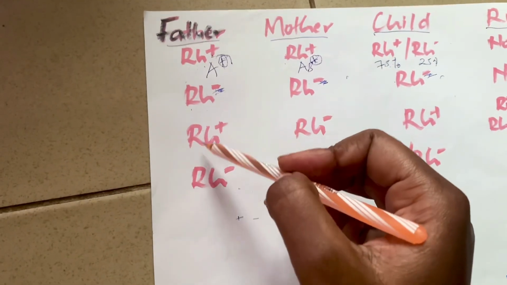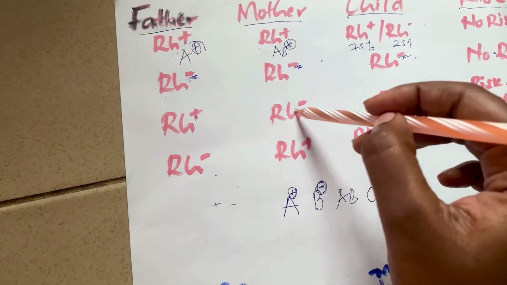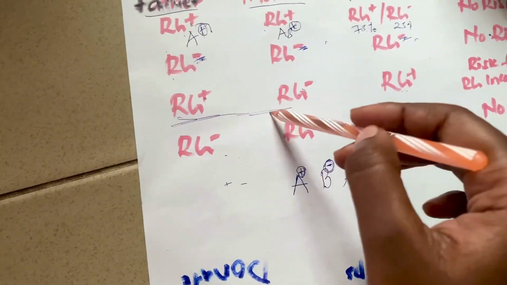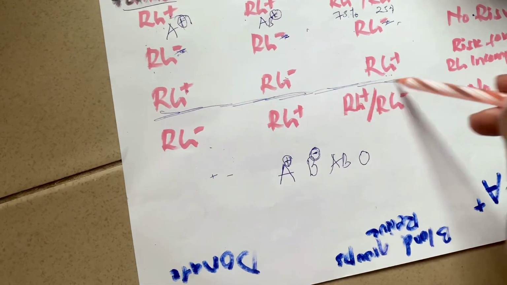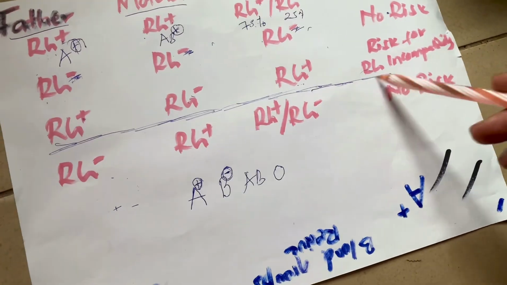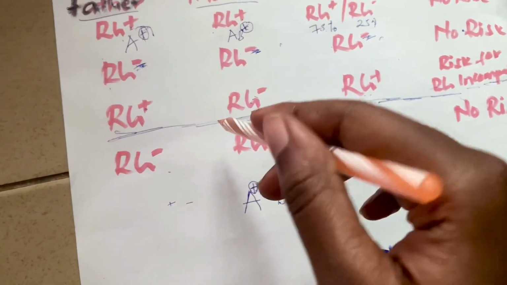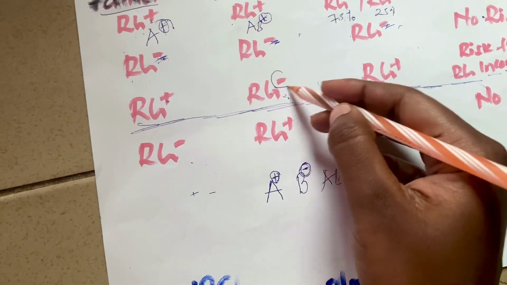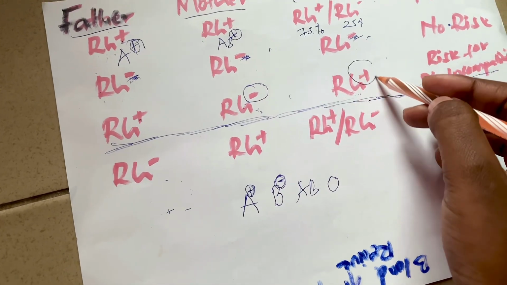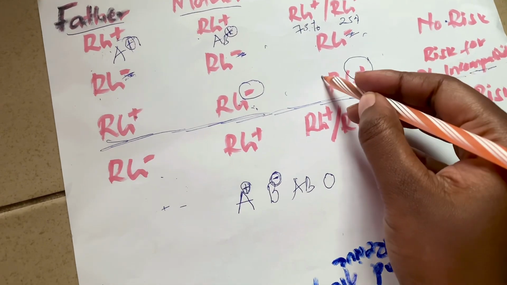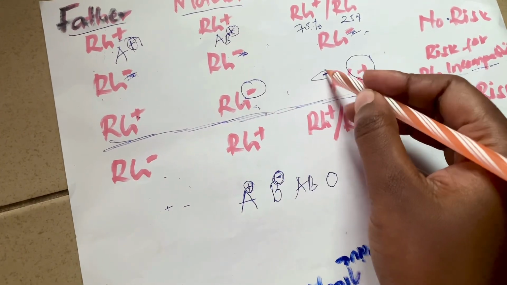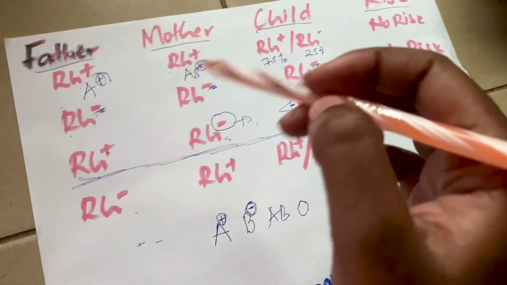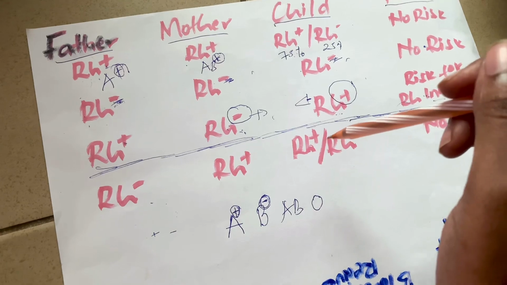The father is Rhesus positive. The mother is Rhesus negative. Then they will have a child who is Rhesus positive. This is what I've been explaining throughout this whole Rhesus incompatibility thing. Remember that the woman is the one that carries the baby. So if the woman is Rhesus negative and the child is Rhesus positive, what do you think will happen when blood mixes from the fetus and the mother? This is where we are going to have risk for Rhesus incompatibility. I've been talking about this from the time I started talking about Rhesus incompatibility.